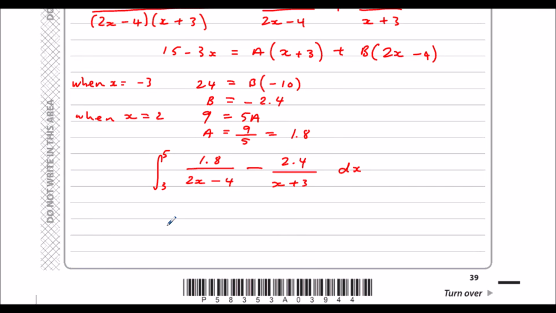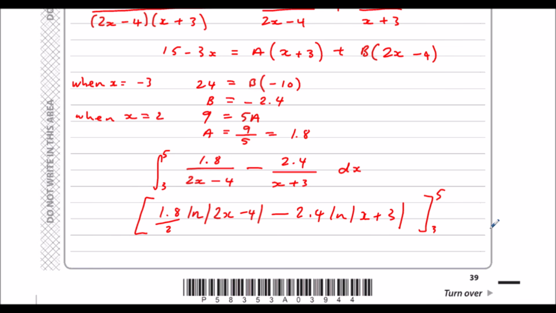So now we're going to integrate. So it's in the form 1 over x, so it's going to be a ln. Each one will be a ln. So 1.8 ln (2x minus 4), and we need to divide by the bracket differentiated, which is 2, so over 2, and then we've got minus 2.4 ln (x plus 3), and then I'm not going to put plus c because we're going to take them away, so between 5 and 3.